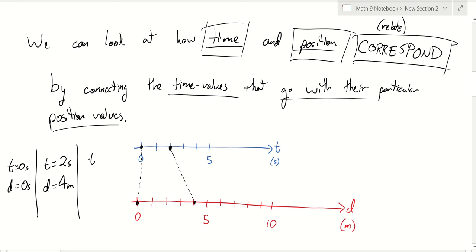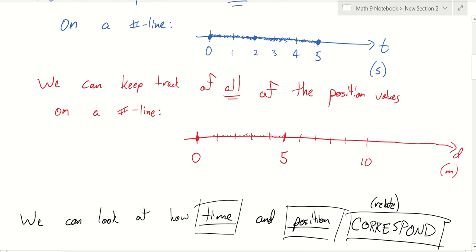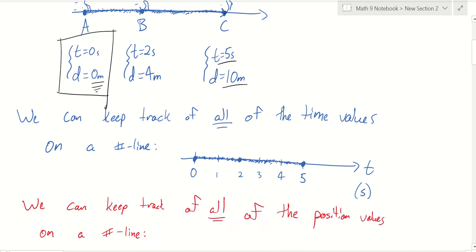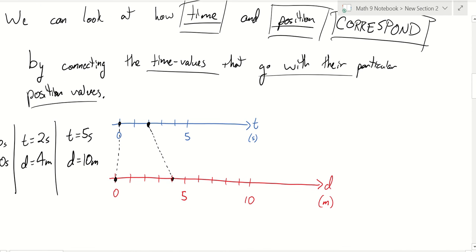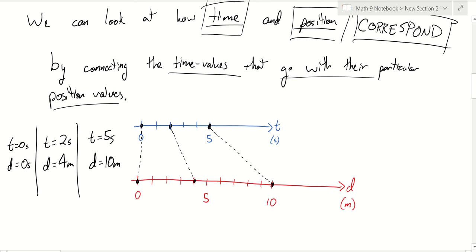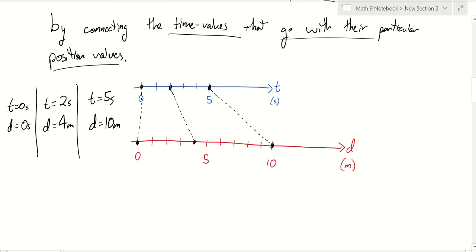And I know as well that when I have traveled for 5 seconds, I am now 10 meters away from my original position, right? That is what I am saying at position C. When I have been traveling for 5 seconds, I am now 10 meters away from my original position. And let's show that when t equals 5, that corresponds to d equals 10. So those 2 points correspond. So this is one relatively ineffective way to show correspondence between time and position.